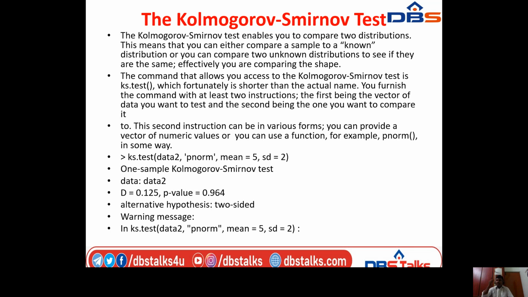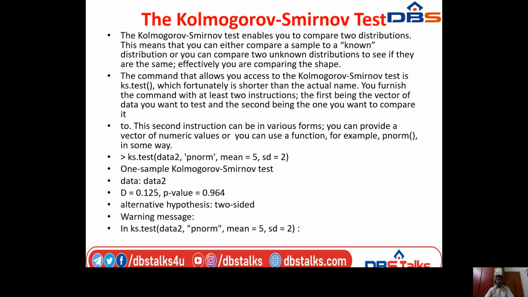This is especially used to recognize the shape of the distribution. If you are using the normal distribution, the shape of the normal distribution is like a bell shape. For that purpose, we are just checking whether the two distributions have a similar type or not. Here, the command that allows you to access the Kolmogorov-Smirnov test is ks.test, which fortunately is shorter than the actual name.